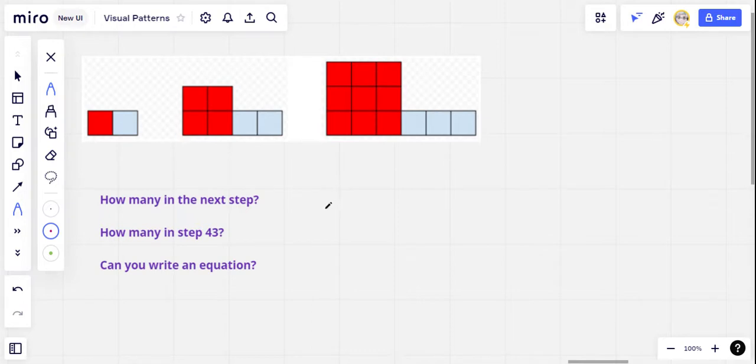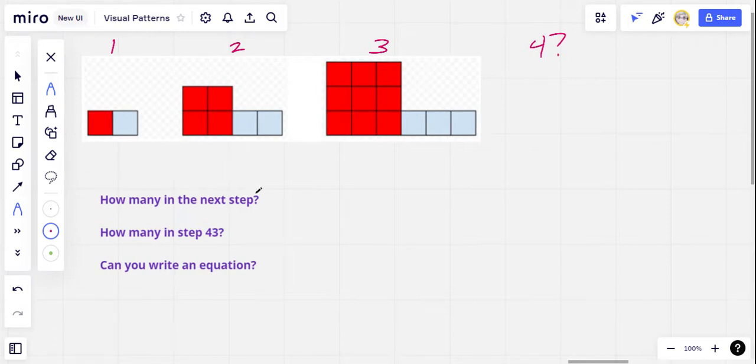So if you're not familiar with these challenges, we have a visual pattern. Here's step one, here's step two, here's step three. And your challenge, if you choose to accept it, is to predict how many boxes are going to be in the next step, in this case, step four. And then much harder, how many in step 43? And can you write an equation that would tell you how many boxes in any step you like? So if you'd like to accept that challenge, pause the video and give it a try.